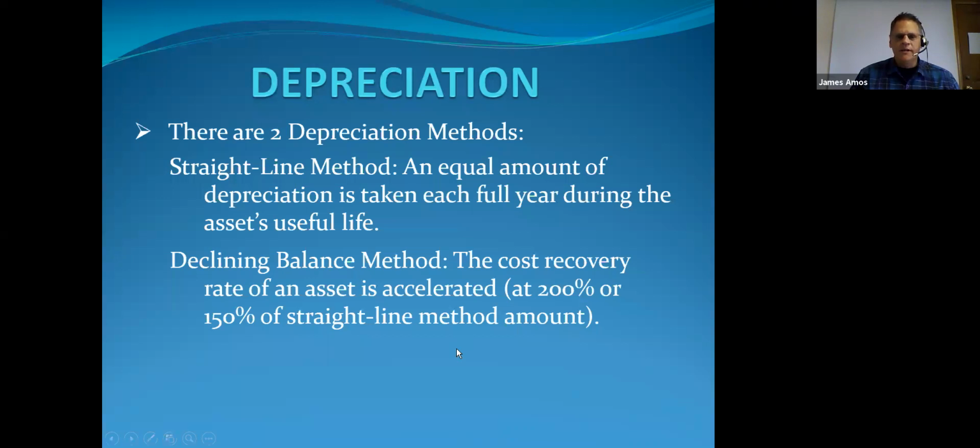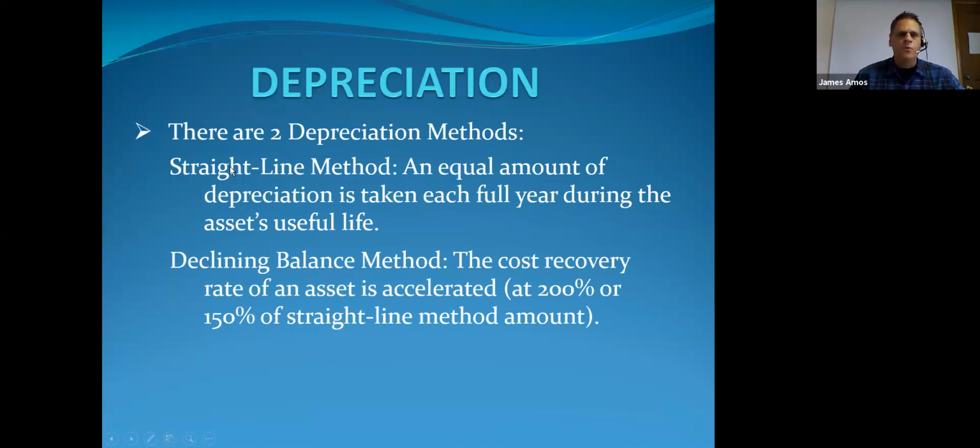Now, what does this really mean? Accelerated method means you're going to get 200% of the straight line method. So like in the first year, rather than 10%, you might get 20%. Or if you're using the 150% method, you're going to get, you know, $150 rather than just $100 off, perhaps, something like that.